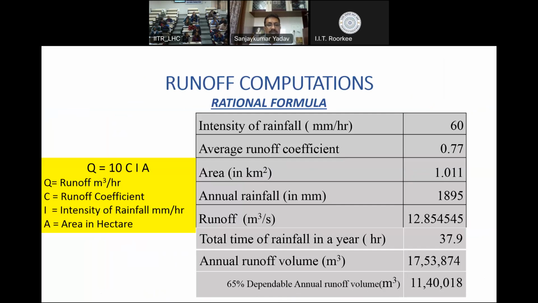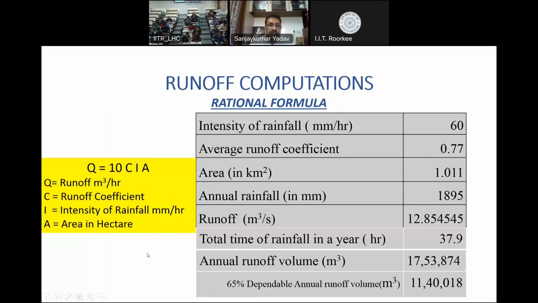So the runoff computation for the campus has been worked out considering, number one, average annual rainfall, number two, intensity of rainfall, number three, average runoff coefficient. As you know, it's a built-up area; the LULC pattern of the campus has hostels, buildings, etc. with green cover. So a 0.77 coefficient is to be considered, and based on that, the amount of runoff volume has been worked out.